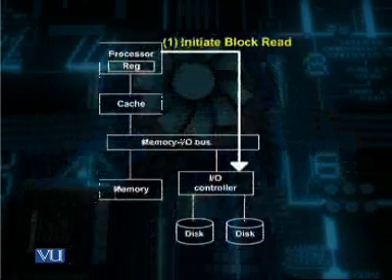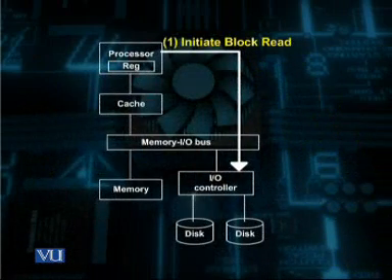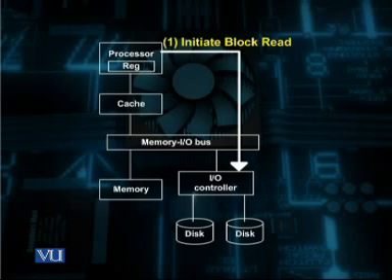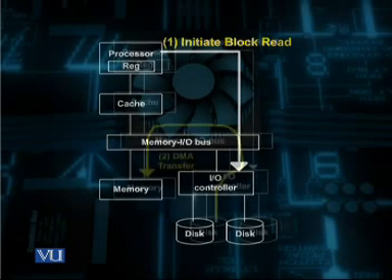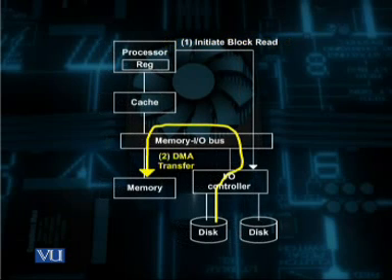The first step is to initiate block read. Here, the processor signals the controller to read a block of length equal to the page length, starting at a disk address, say X, and store it into the memory at the starting address Y. The second step is the DMA transfer, that is the direct memory access transfer. At this stage, the read occurs.